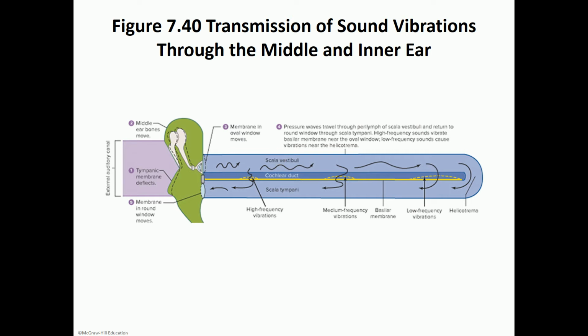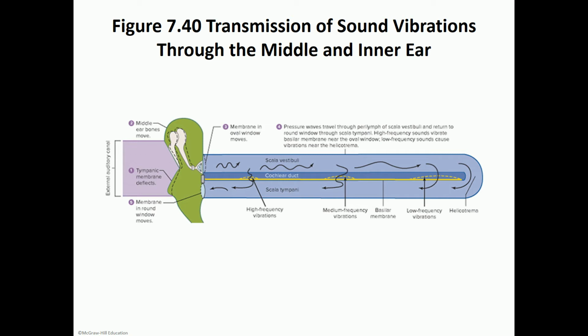the frequency of the waves. So high frequency waves will pass through the cochlear duct and then out through the round window right away, while the lower frequency vibrations will go further down the cochlea, more towards the tip or the helicotrema, and again down in the scala tympani and out through the round window.